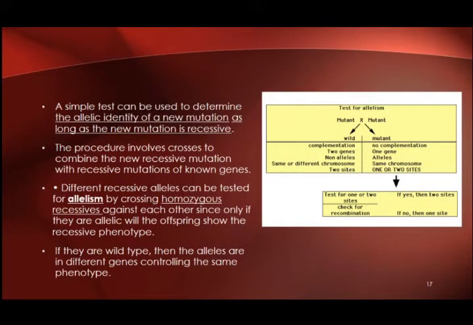Simple tests can be used to determine the allelic identity of a new mutation as long as the new mutation is recessive. The procedure involves crosses to combine the new recessive mutation with the recessive mutation of known genes. Different recessive alleles can be tested for allelism by crossing homozygous recessives against each other, since only if they are allelic will the offspring show the recessive phenotype. If they are wild type, then the alleles are in different genes controlling the same phenotype. So this is how we try to look for mutants. First of all, we cross with what we know, and if we cannot find it, they are still wild, meaning that the mutant is actually in another gene that is not the allele that controls the gene that we know.